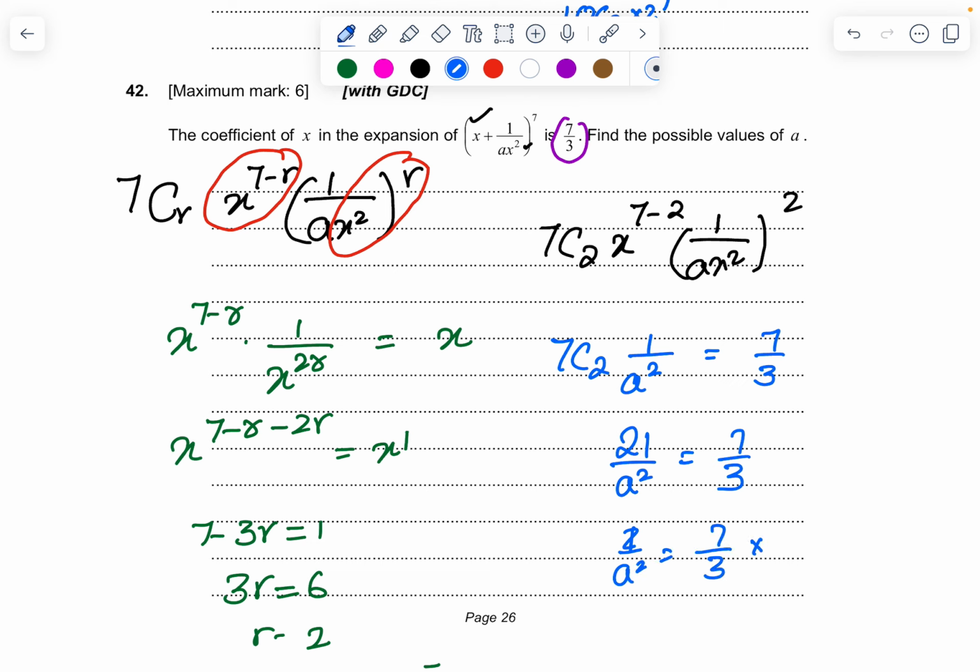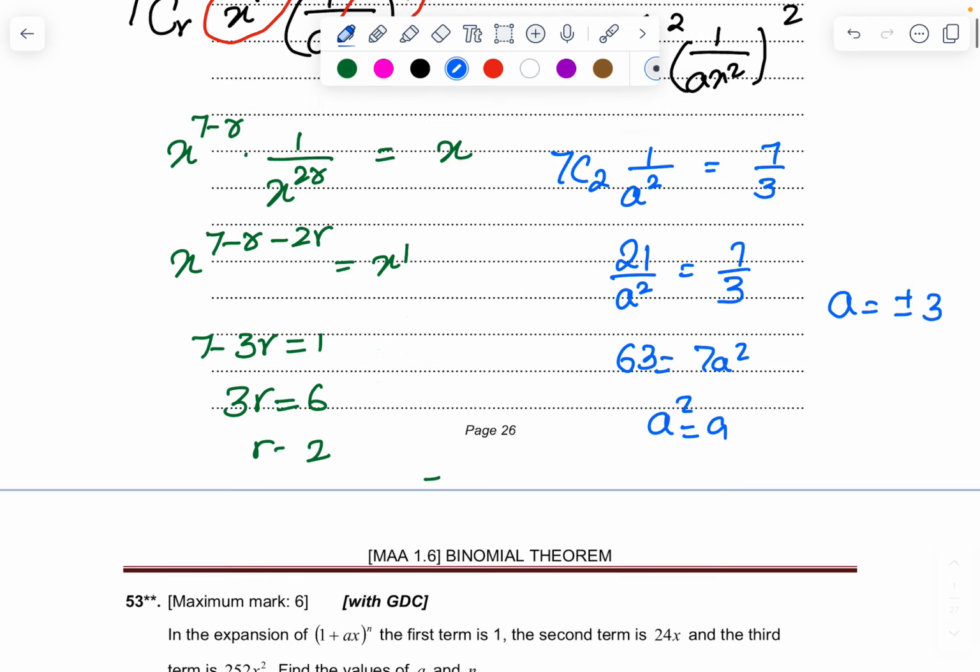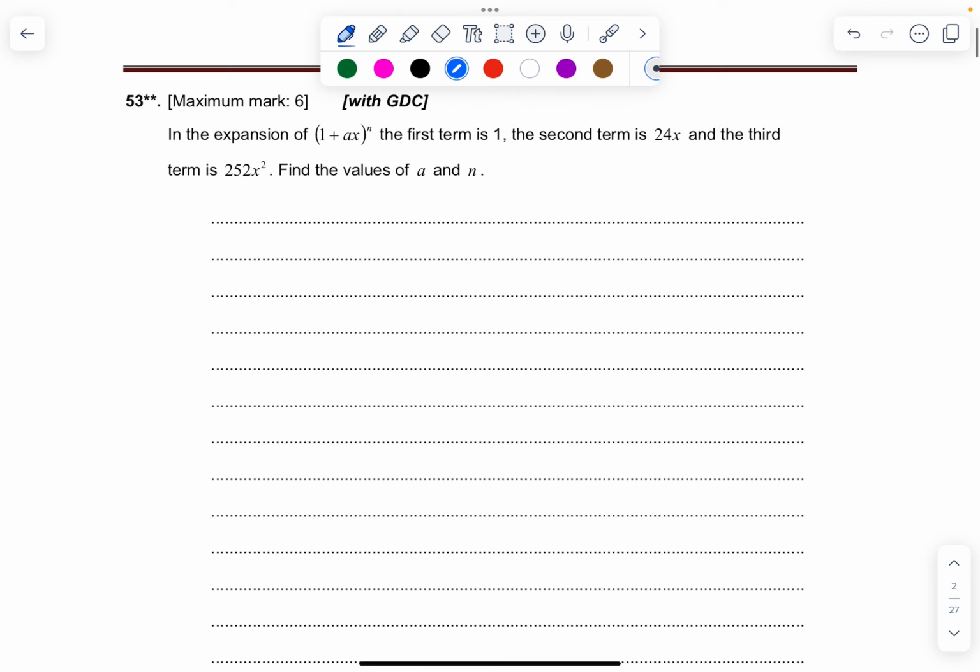So rather, what we can do is cross multiplication. 63 equals 7a square. A square equals 9. So a equals plus or minus 3 because it's asking for possible values. Next question.